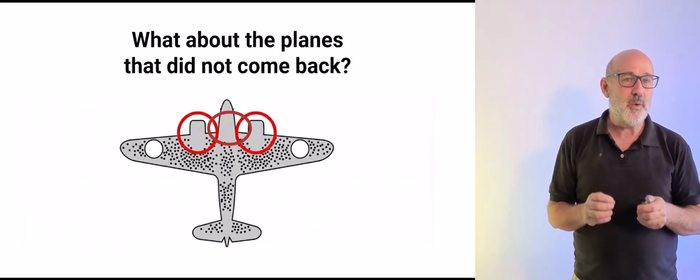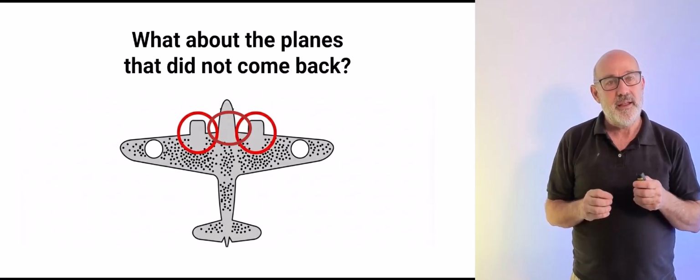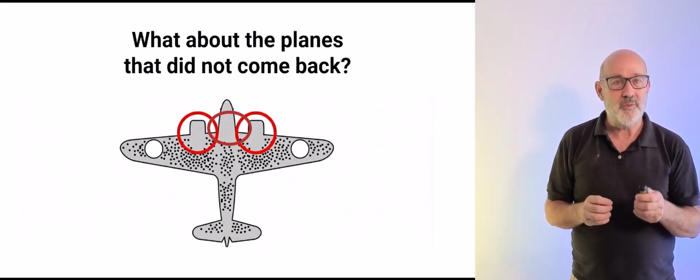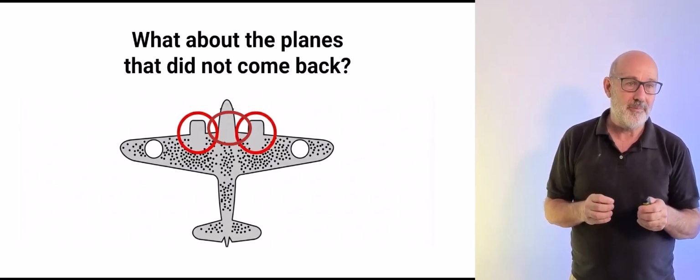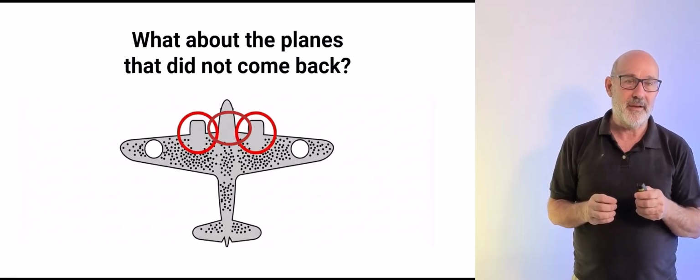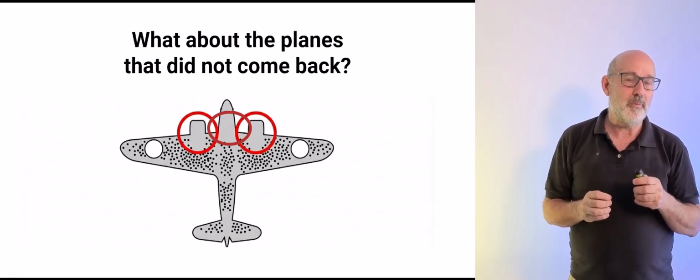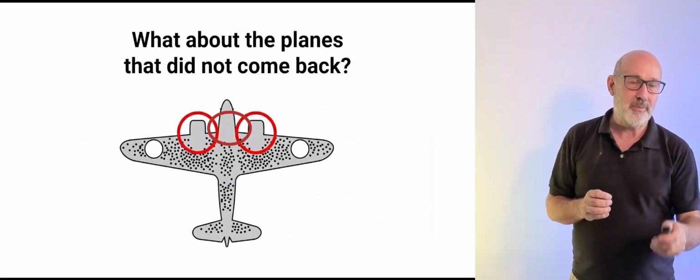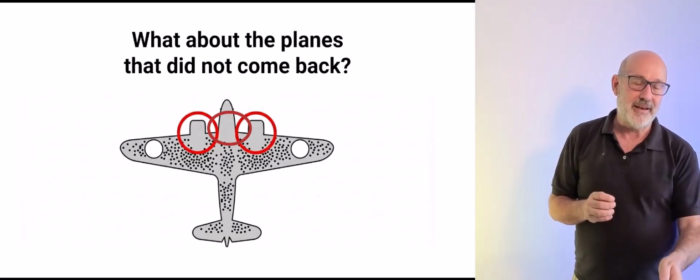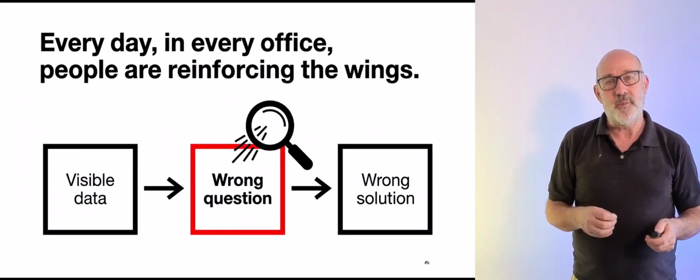He was doing something we forget too often. He thought before he asked the question. The right question wasn't where the bullet holes are, why didn't the other planes come back? He preserved the moment before the answer. He thought before getting a reply. You need to do the same with AI.